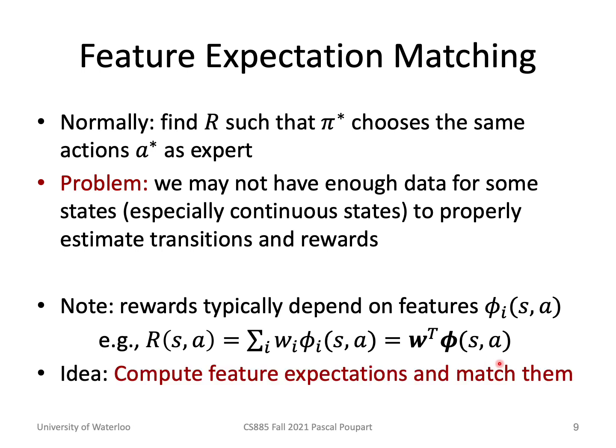Now, based on this, the idea will be that we'll try to compute some feature expectations between the expert and our model, and then match them. If we have the same feature expectations, then the idea is that with the same features, and the reward function just being a linear combination of those features, we're going to implicitly recover the underlying reward function.